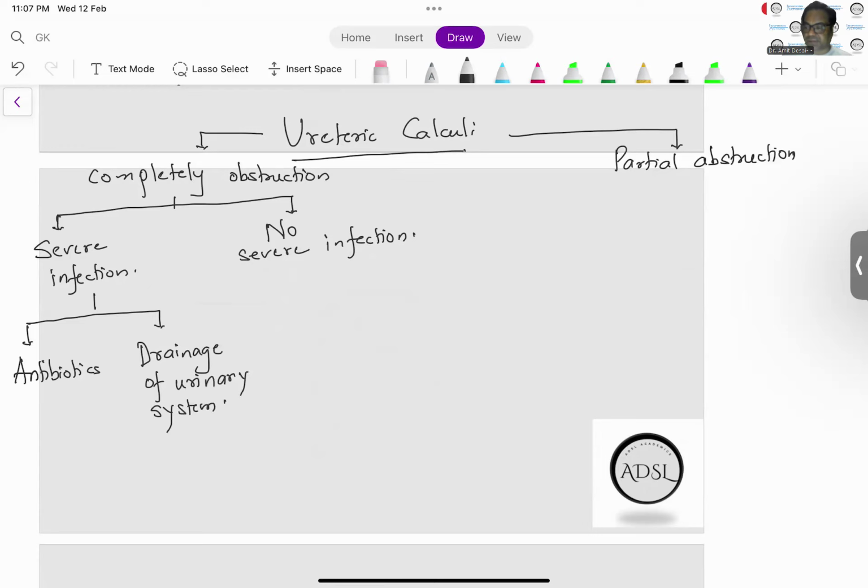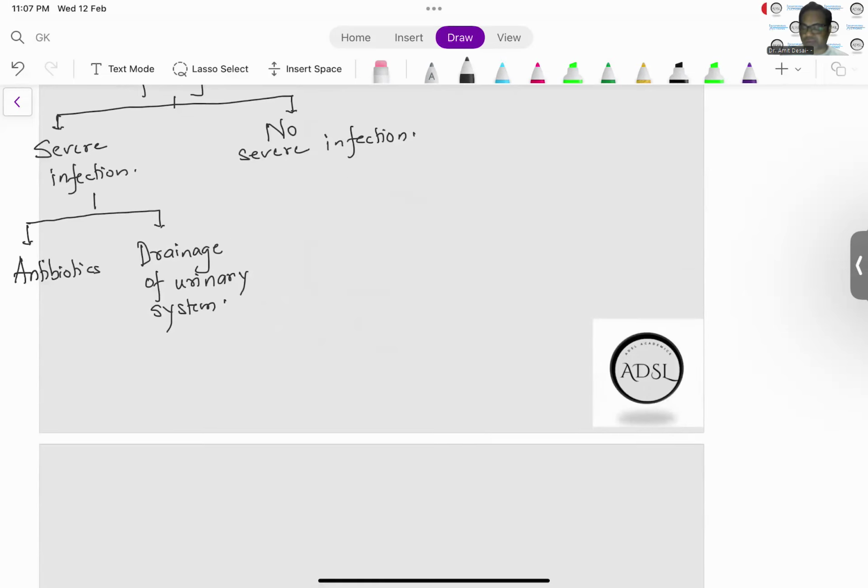How can you drain this urinary system? There are two ways. One is from above, by doing a percutaneous nephrostomy, which means you put a stent percutaneously to drain the pelvis of the kidney. Or you can drain it from below, by putting a double J stent.